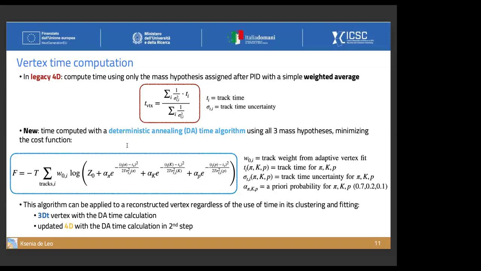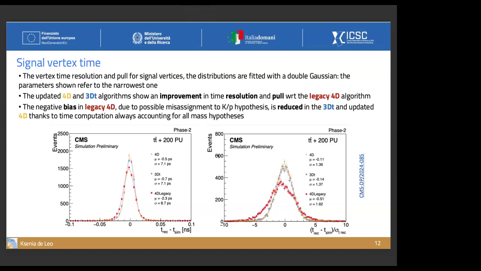Yeah, so we actually tried to just change the time algorithm. So with, let's say, the usual two steps of the vertex reconstruction, on top of the reconstructed vertices, we try to use the different time computation algorithms, and we see an improvement. In particular, we see an improvement in the bias.